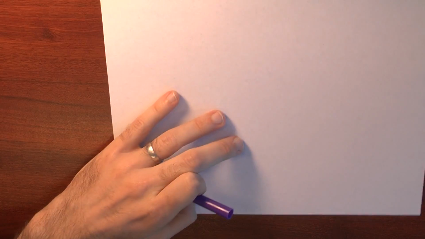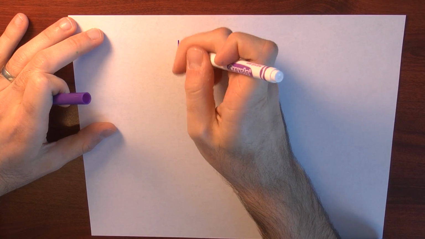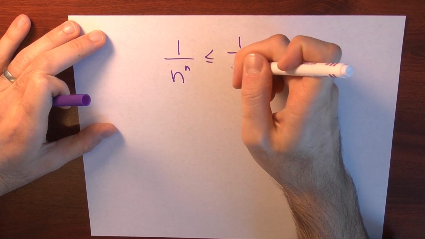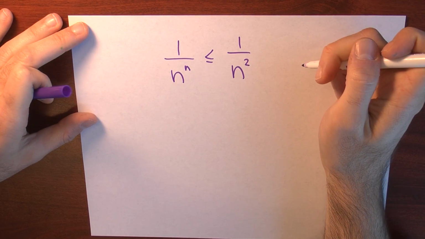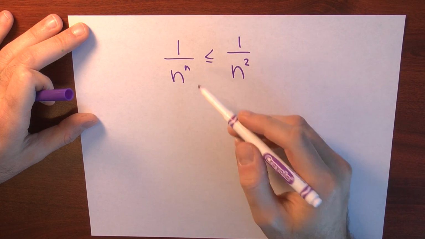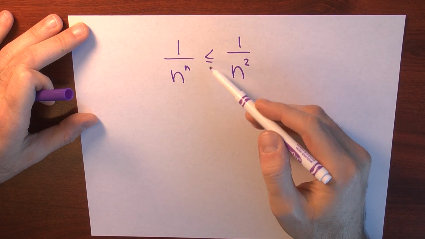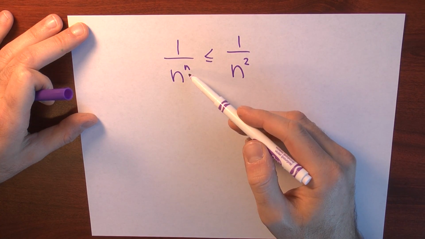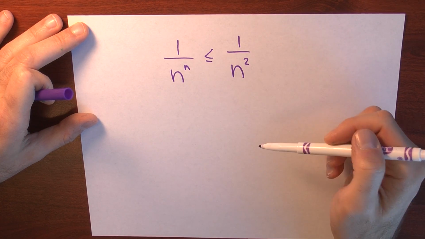So here's the thing to notice. 1 over n to the nth power is smaller than 1 over n squared. Maybe the only confusing case is when n is 1, in which case these are equal. But then when n is 2, it's 1 over 2 squared, which is less than or equal to 1 over 2 squared. When n equals 3, this is 1 over 3 cubed, which is way less than 1 over 3 squared.